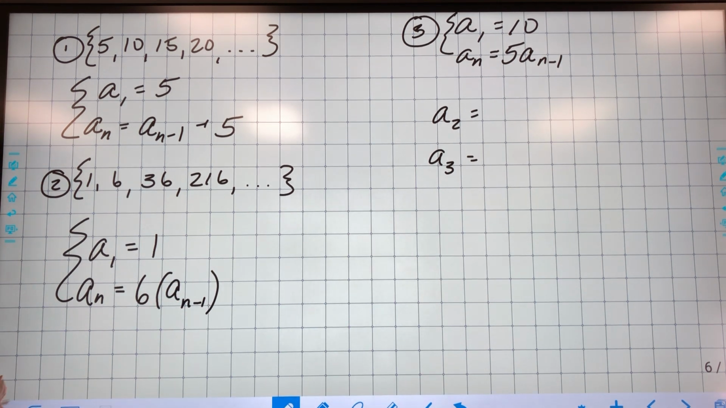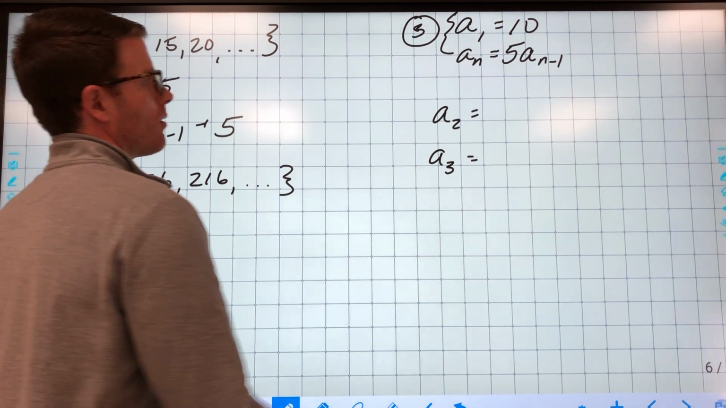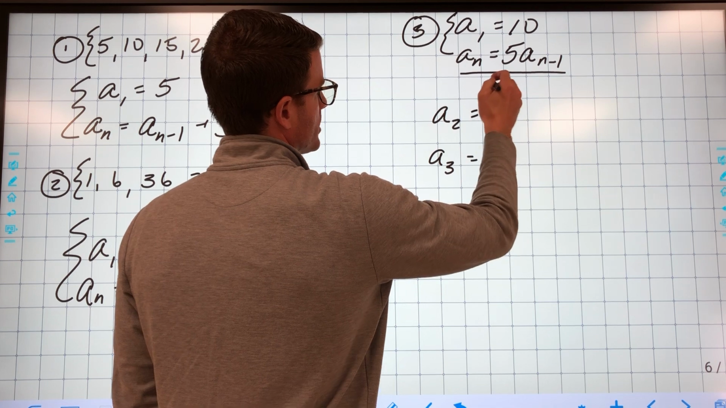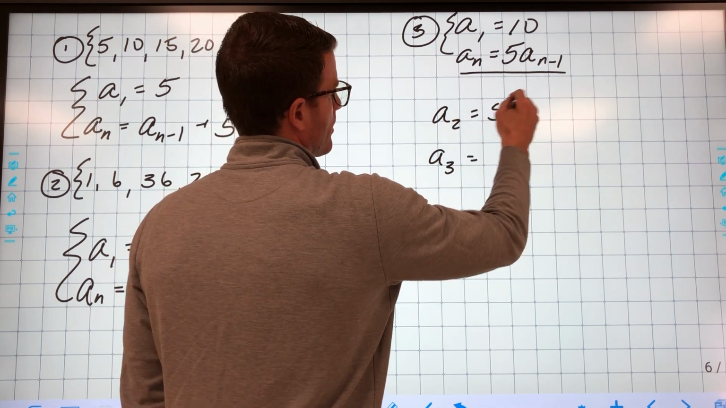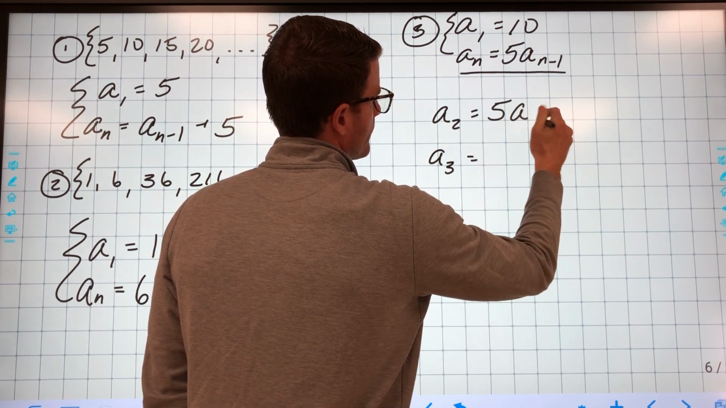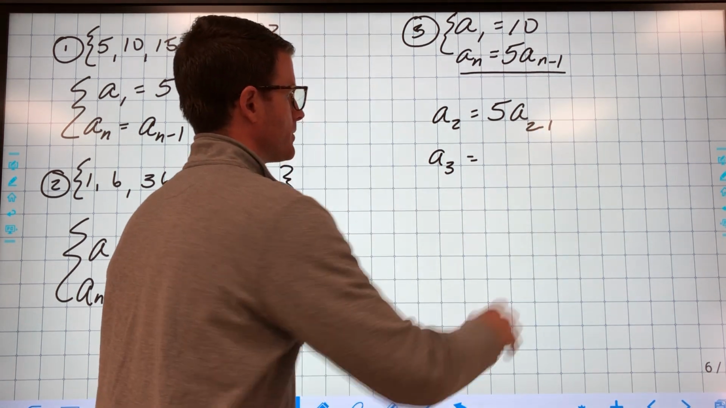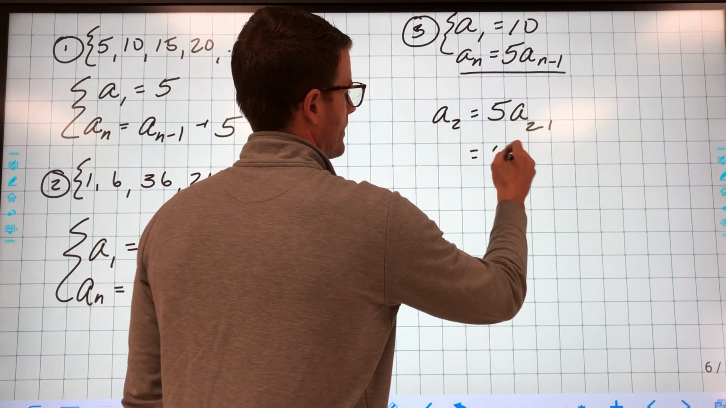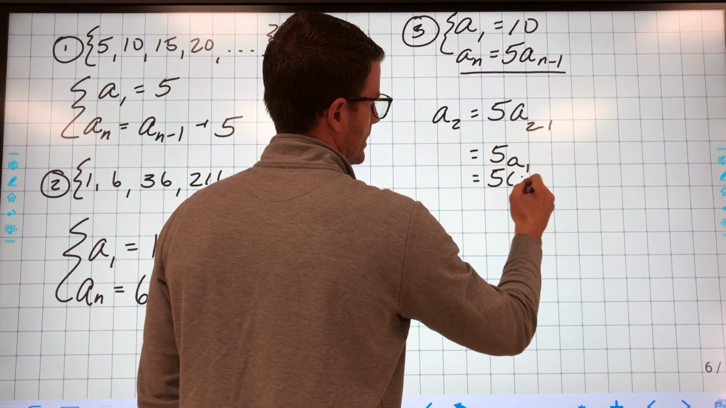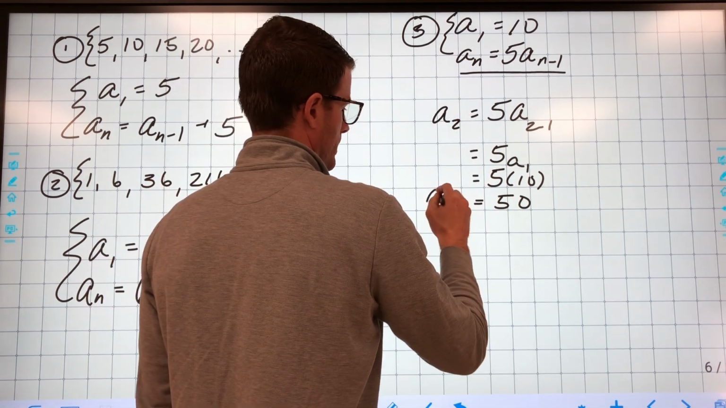Okay? And then number 3, I'm given a recursive formula and I'm asked to find the value of the second and third term. Well, I'm just going to take this part and use it. So the second term is going to be a sub 2. Just plug a 2 in anywhere there's an n: 5 times a sub 2 minus 1. And so that would really be equal to 5 times a sub 1. Well, a sub 1 we're told is 10. So it's going to be 5 times 10, which is 50. So a sub 2 equals 50.